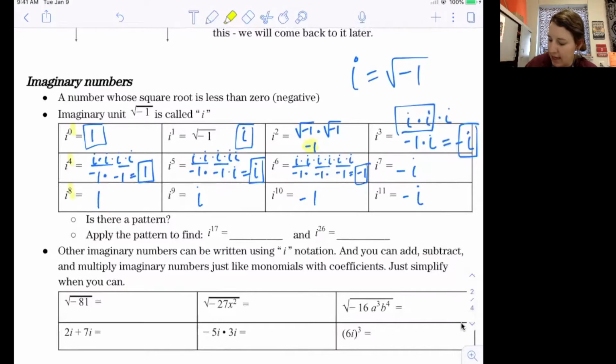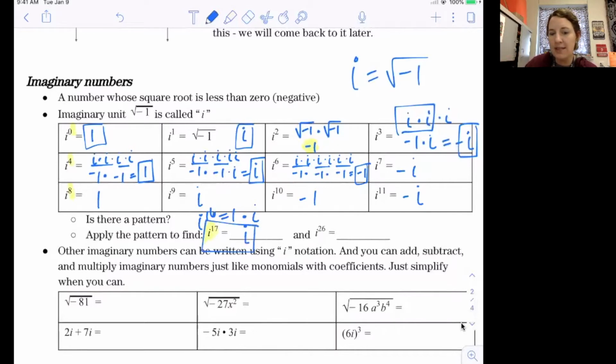And then from there, you can count up your pattern: i, -1, -i. So for instance, for i to the 17th power, I know 16 is a multiple of 4. So i to the 16th power is equal to 1, and I need the 17th power, so I need to multiply that by another i. So i to the 17th is just i.